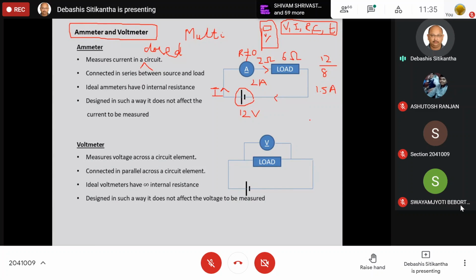So in the next chapter, we will do some calculations, and you will see for yourself how the resistance of this ammeter is going to be very less, though it is not equal to 0.